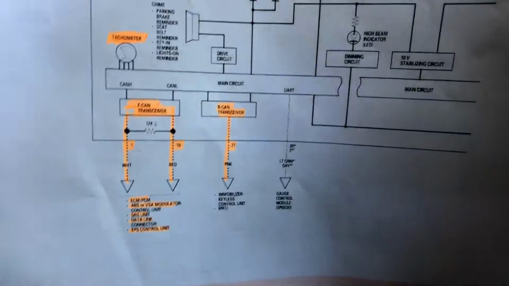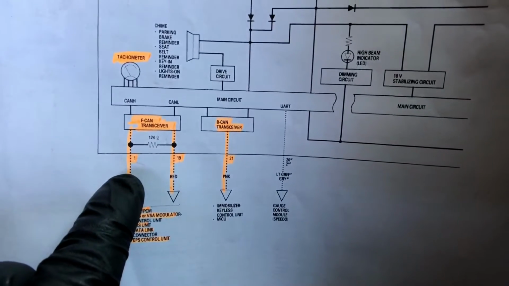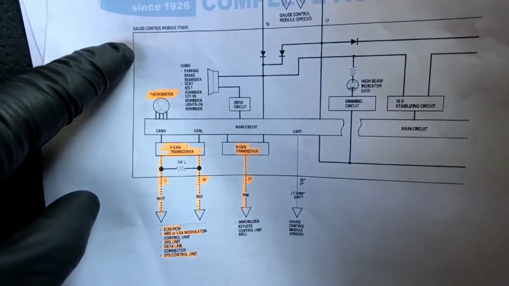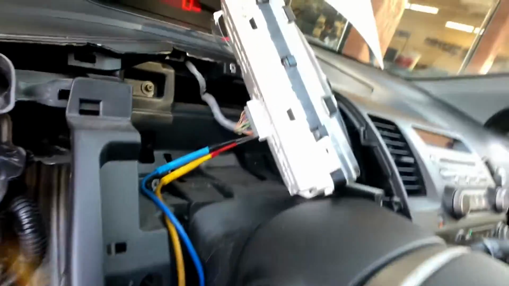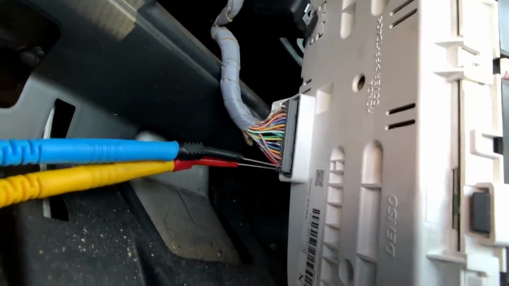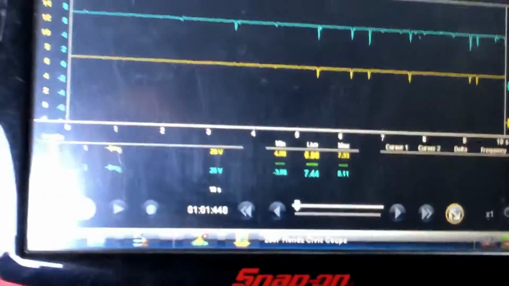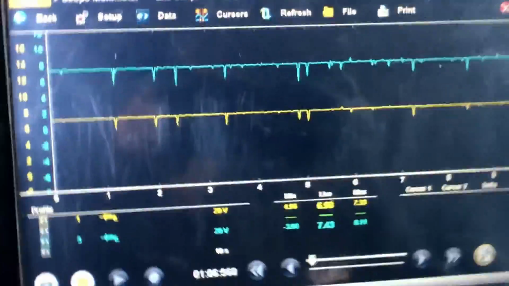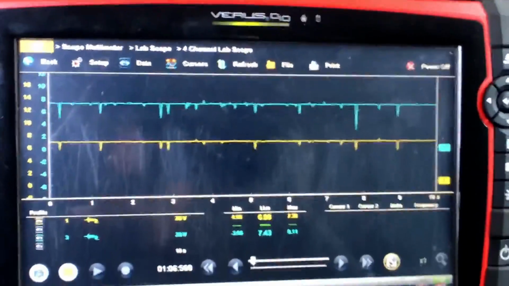signals. All right, so I'm hooked up on pin number 1 and pin number 19 on the back of this gauge control module for the tachometer. All right, that's where I'm at. Pin 1 and pin 19. And this is what my signals look like. Let's see, get this out of the sun. So that's what I'm looking at right now.